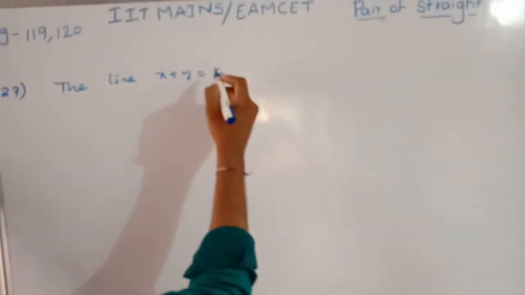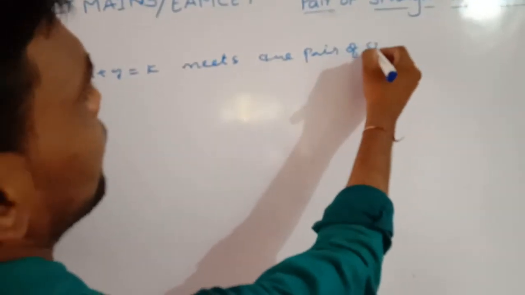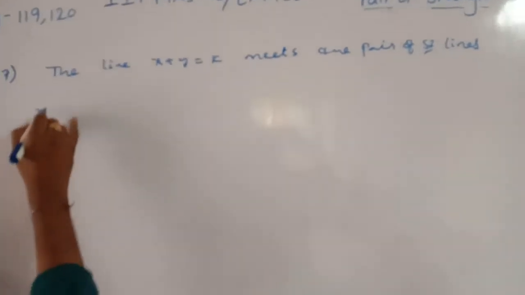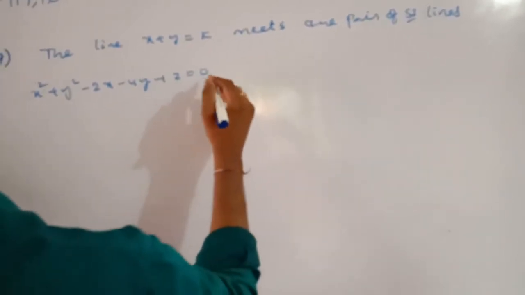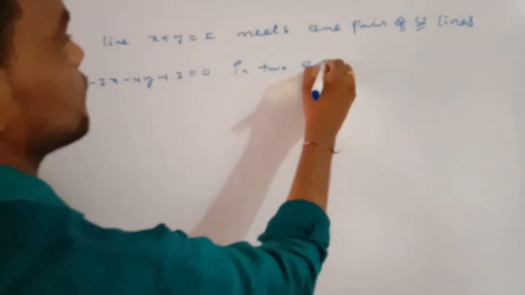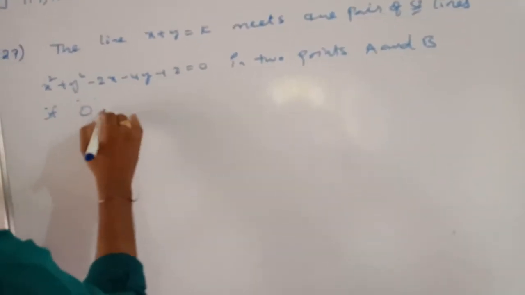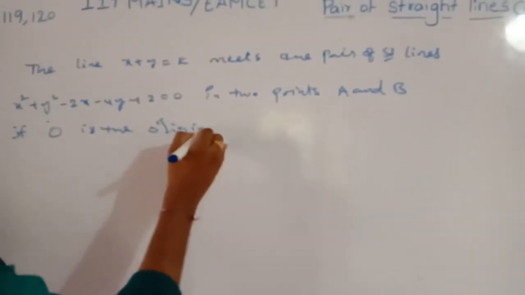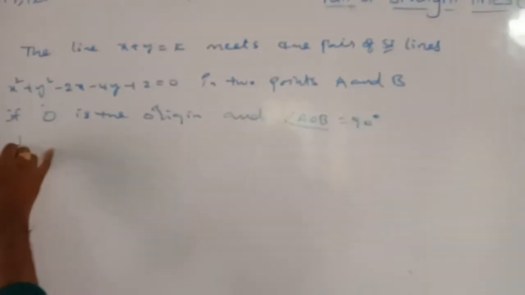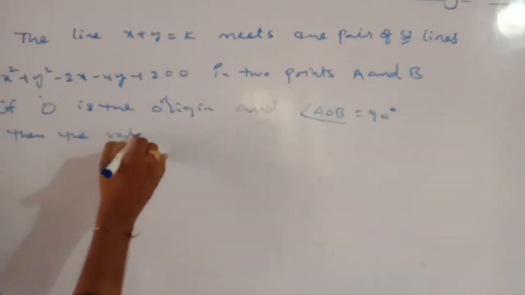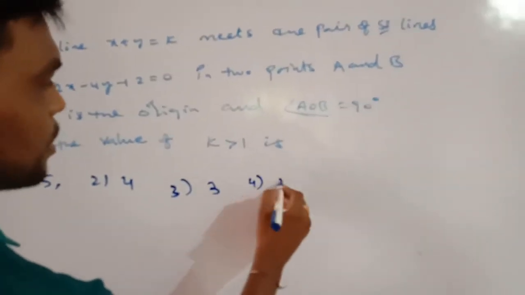Write down. The line x plus y is equal to k makes the pair of straight lines x² plus y² minus 2x minus 4y plus 2 is equal to 0 in two points A and B. If O is the origin and angle AOB is 90 degrees, then the value of k is: first option, second option 4, third option is 3 and fourth option is 2.